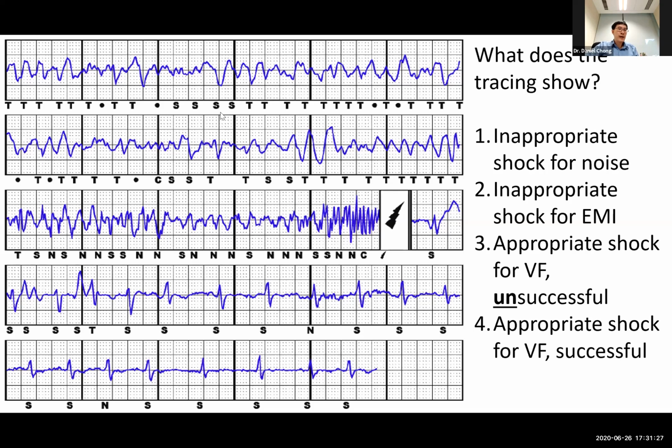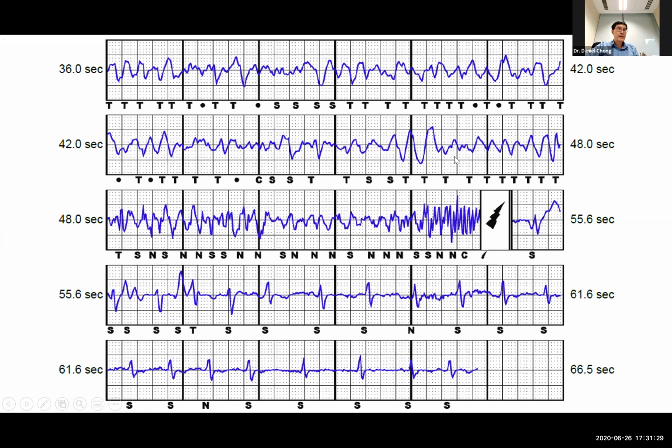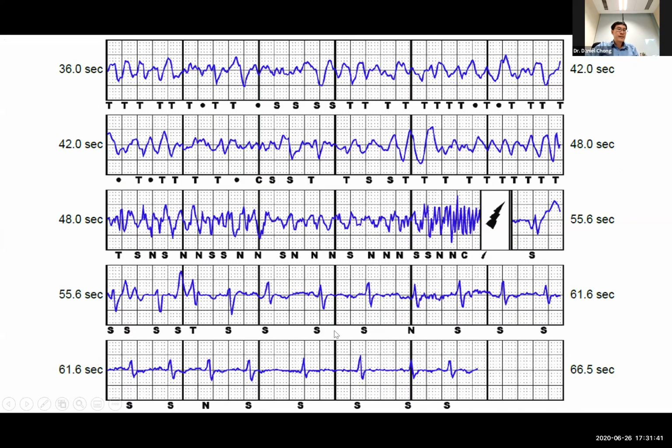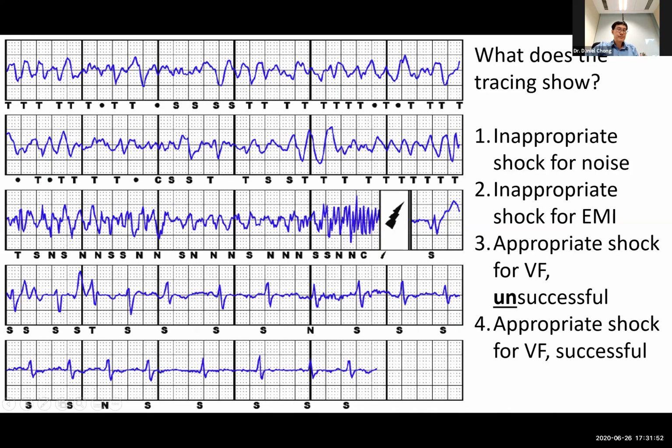If I go up one tracing, or two tracings, you can see that this patient was having nocturnal bradycardia, PVC, and PVC on the T wave, giving rise to VF, and this is not unexpected. We can see a little bit of noise sometimes on top of the VF, especially when the patient stirs in their sleep.